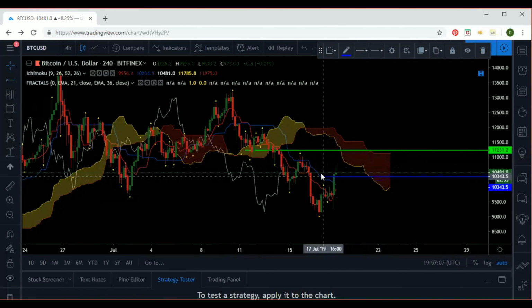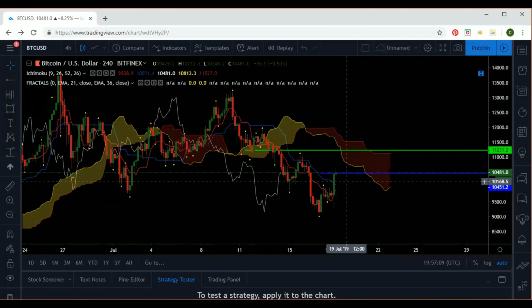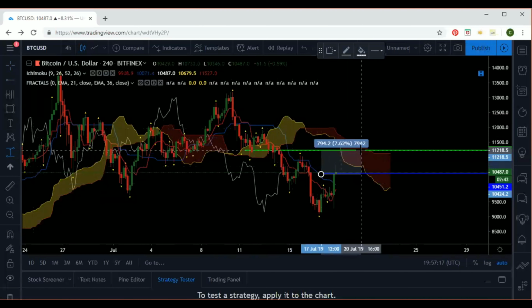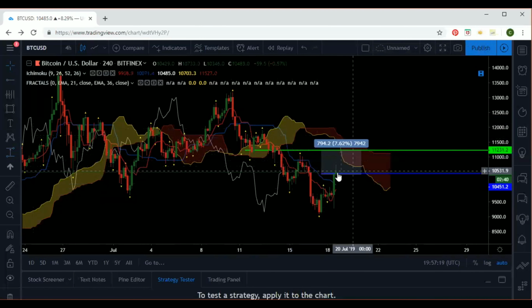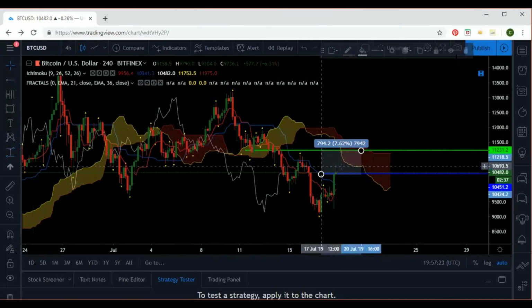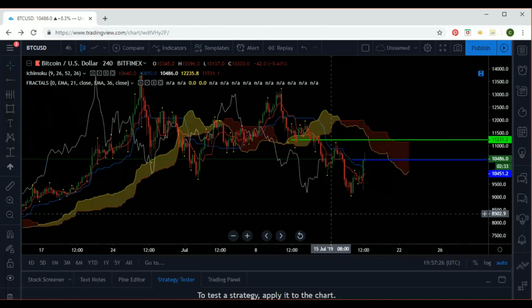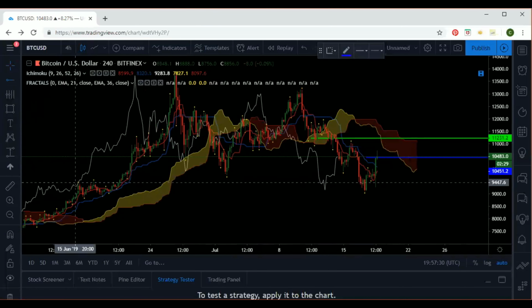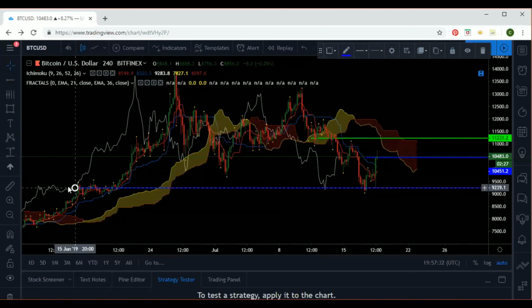This is where you would have exited your trade. It sucks because it's not that much of a jump, but profit is profit. You made a 7% return. That's not bad. You could have exited out here had you known this, if we go back, boom, going based off this Chikou span right here.